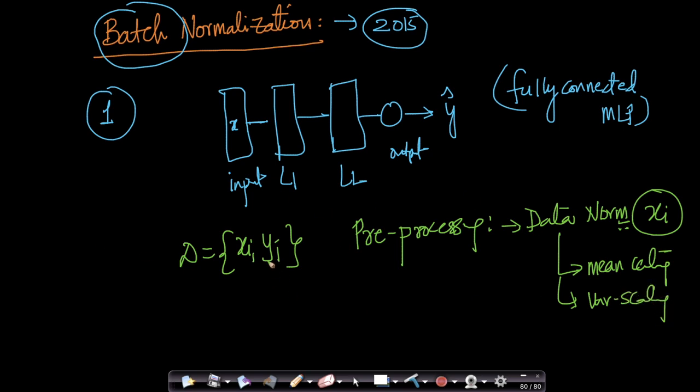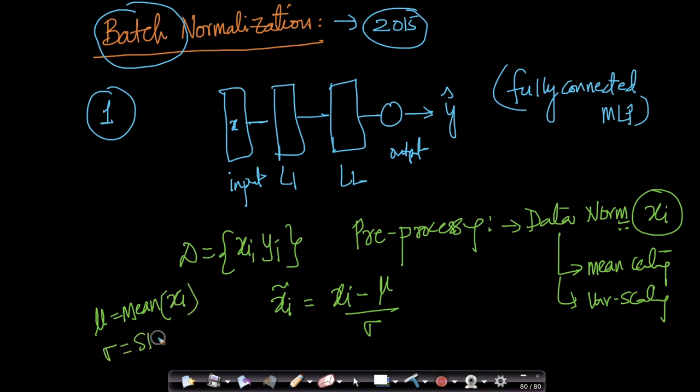What does it mean? It means I take each of my xi's and modify them. Let me call it xi tilde as xi minus mu by sigma, where mu is the mean vector, the mean of all xi's, and sigma is the standard deviation of all my xi's. This is your data normalization. This is something that we learned long ago when we learned about logistic regression. And we also understood why data normalization is required, so that the weights are interpretable and make sense.